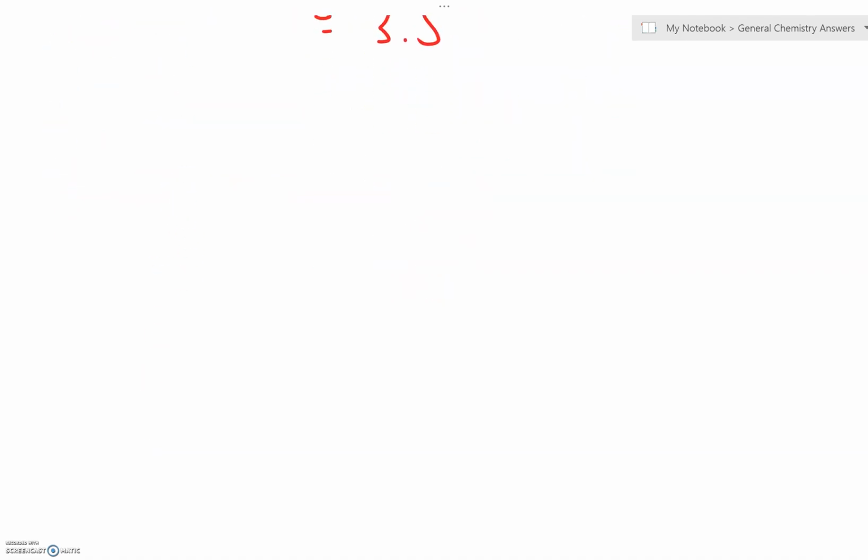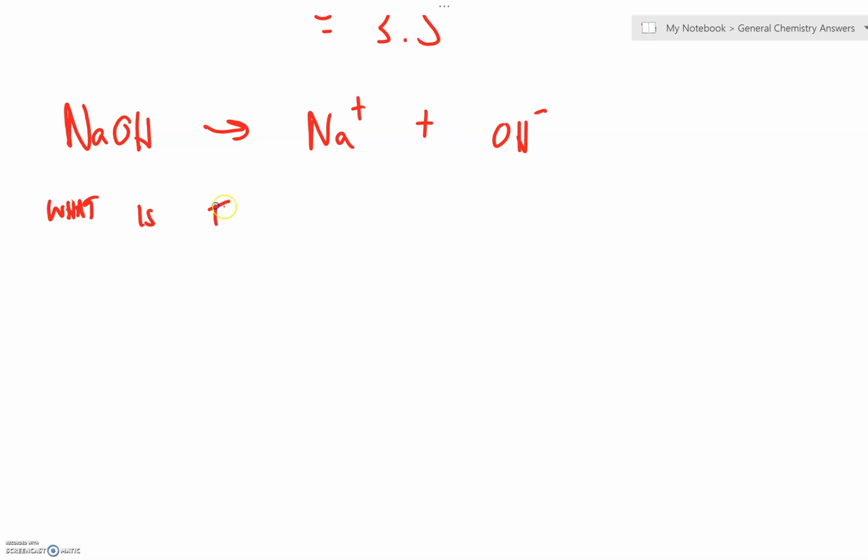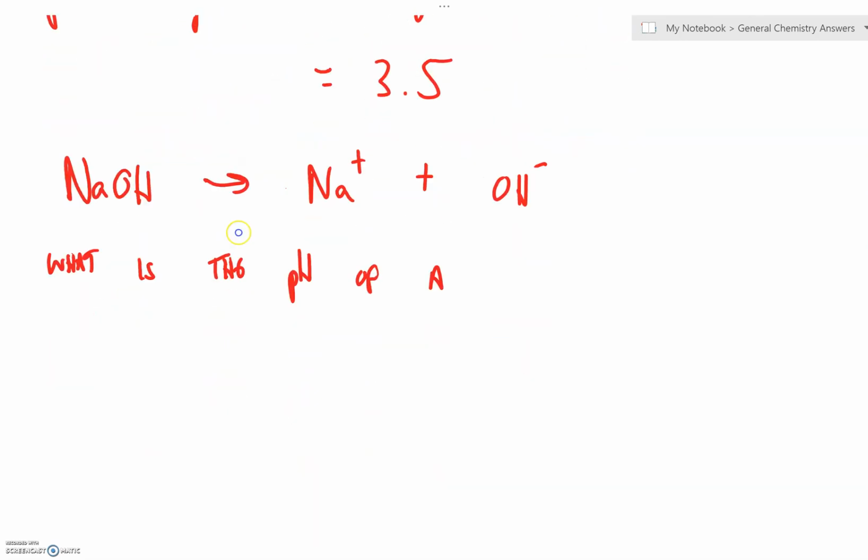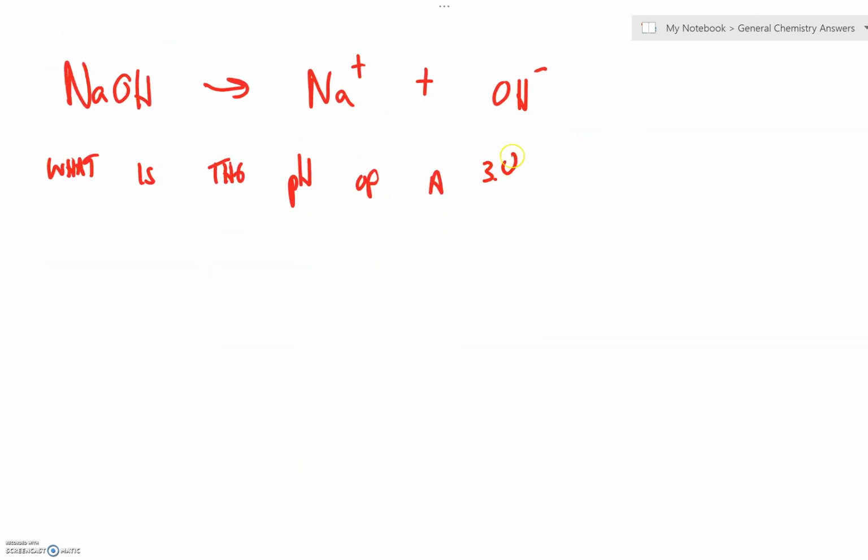Here is a typical base. We know that sodium hydroxide dissociates into sodium and hydroxide. So here's a question. What is the pH of a, let's use the same value that we had here, 3.4 times 10 to the negative 4 molar sodium hydroxide solution?